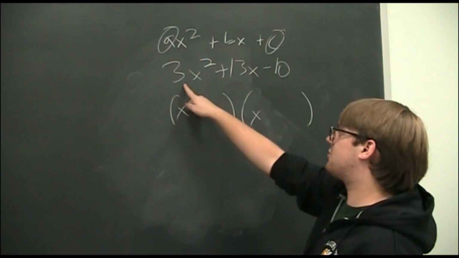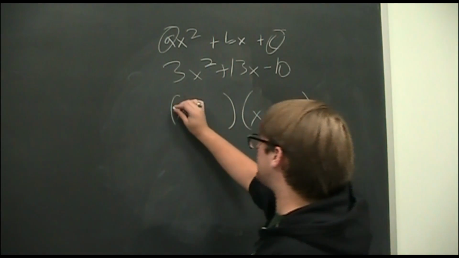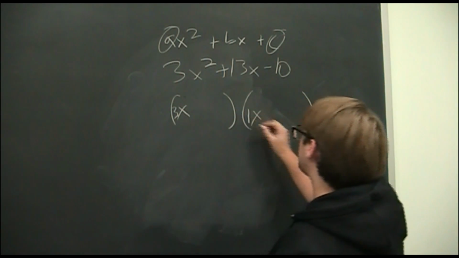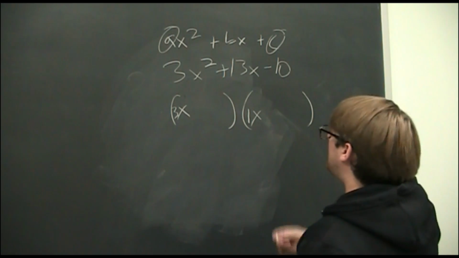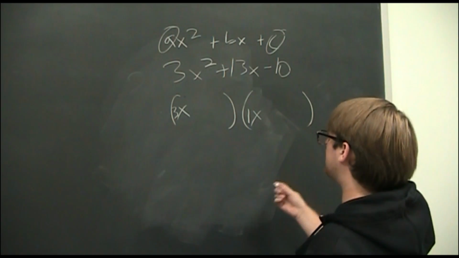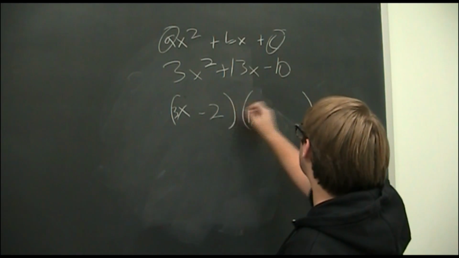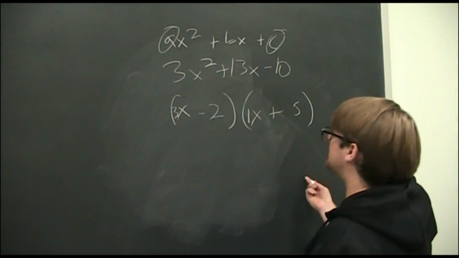So common factors of 3 are 1 and 3. So we can put a 3 here and a 1 here. And then common factors of 10 are 1 and 10, or 2 and 5. So we'll go ahead and try minus 2 and plus 5 and see if that works.